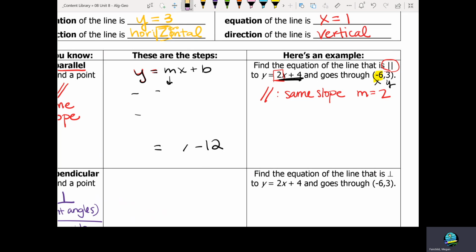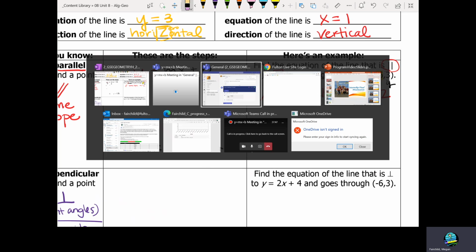Okay, we'll finish this tomorrow. Homework is in OneNote. You should be able to do all of it.